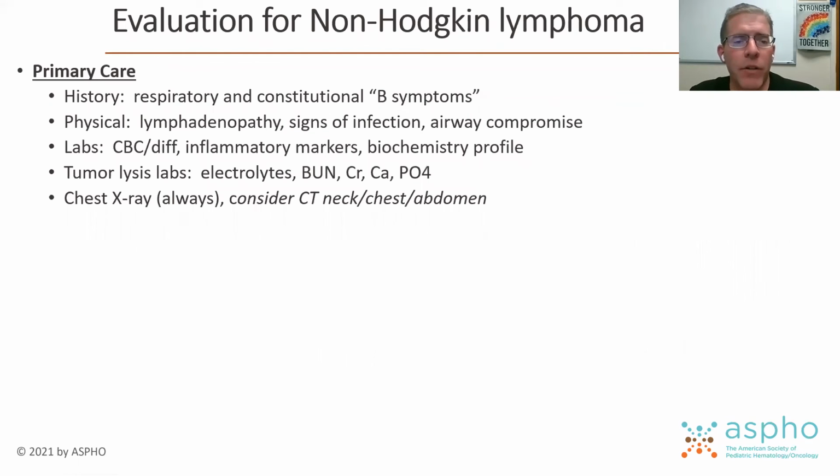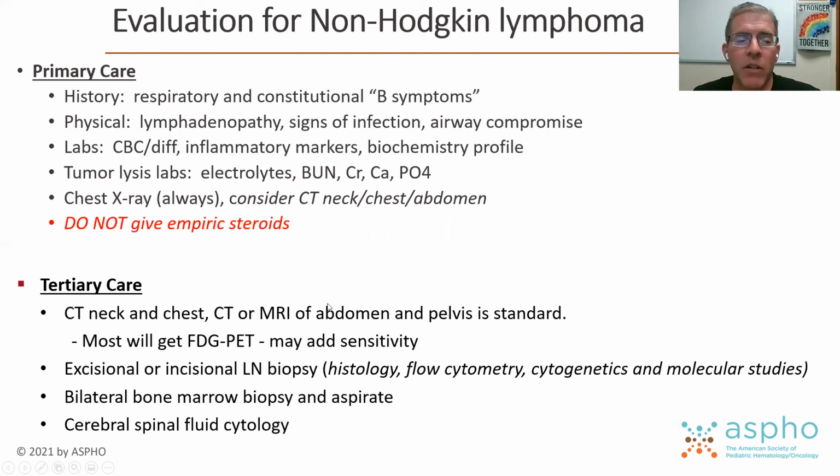In terms of evaluation for non-Hodgkin lymphoma, again, you take a history, you look for respiratory and constitutional symptoms. Again, B symptoms are not prognostic. You look for lymphadenopathy, signs of infection, signs of airway compromise. You can look at your CBC with differential, inflammatory markers, and a chem profile. You absolutely look for tumor lysis labs. You always do a chest x-ray to look for mediastinal involvement. You can consider a CT of the neck, chest, and abdomen, and you don't give empiric steroids. All of this can happen anywhere, like at your primary care office.